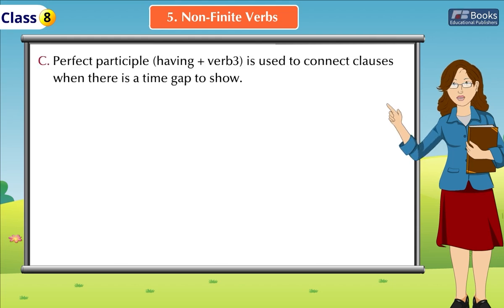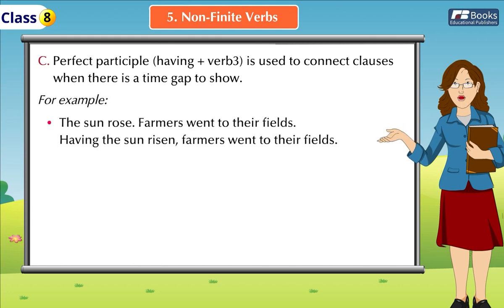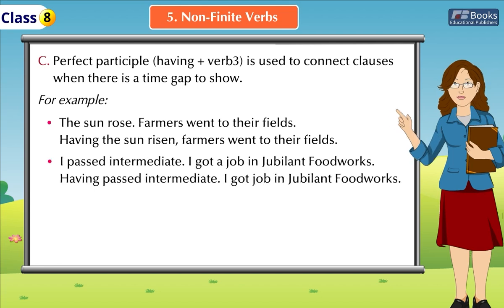C. Perfect participle, having plus verb third form, is used to connect clauses when there is a time gap to show. For example, the sun rose. Farmers went to their fields. Having the sun risen, farmers went to their fields. I passed intermediate. I got a job in Jubilant Food Works. Having passed intermediate, I got a job in Jubilant Food Works.